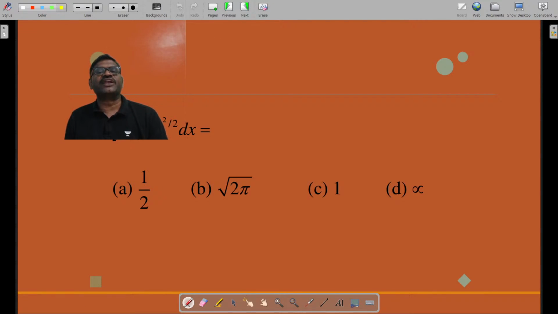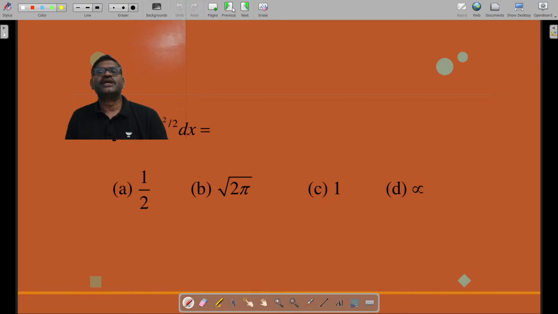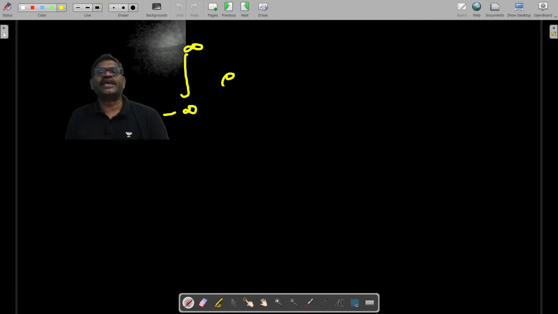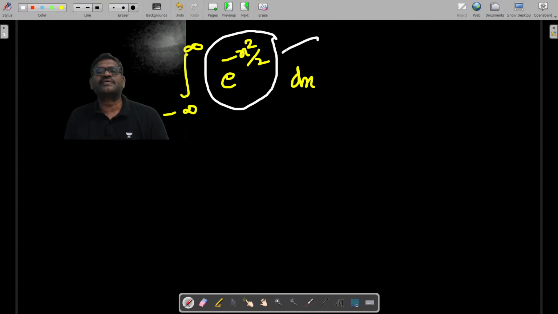Integral from minus infinity to infinity of e power minus x square by 2 dx. Whenever limits are from minus L to plus L, or minus A to plus A form, first we have to check whether the integrand is even or odd. Here the integrand is an even function.